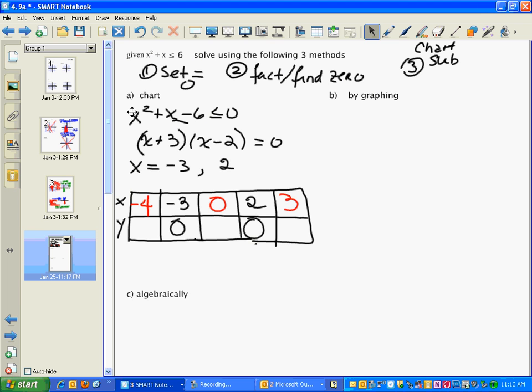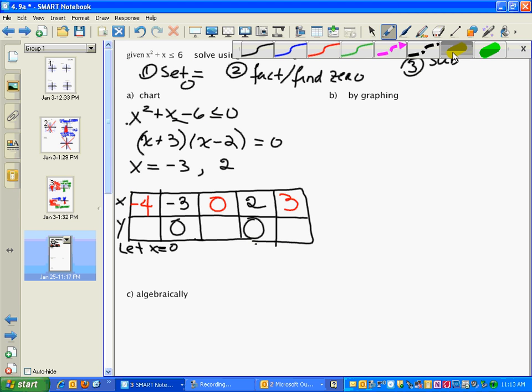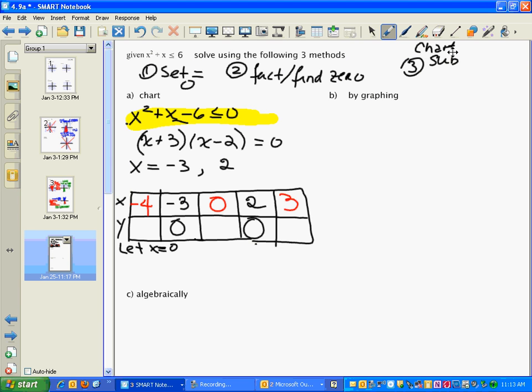And so then we're going to do some substitution. We're going to let x equals 0, and we're going to substitute it into this quadratic right here. So we want to come back right here. This is what we've got to look at. So if x is equal to 0, well, then I'm going to get 0 plus 0 minus 6. Is that less than or equal to 0? In other words, is negative 6 less than or equal to 0? Yeah. All right. I'm liking that. I'm going to put a check mark here. That's good.